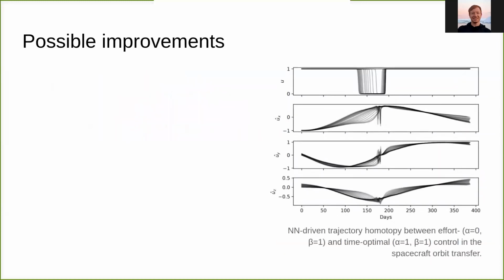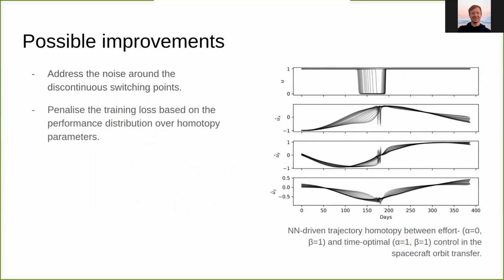The case of the spacecraft orbit transfer was unique, in that it required learning a continuous mapping between two discontinuous controls, resulting from effort cost and time cost. Though our networks learned this mapping quite well, they generated noise around the control switching points. We suspect that this could be improved with regularization of the network weights. Additionally, since the policy trajectory optimality of each network was not uniform across homotopy parameters, we think performance could be improved by penalizing the training loss based on this distribution.